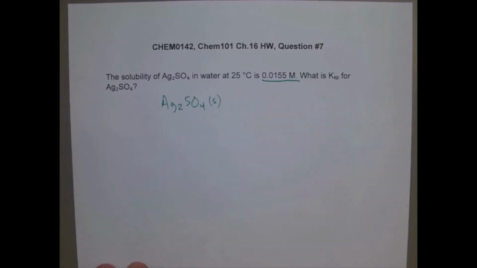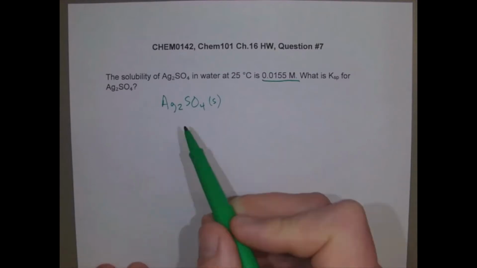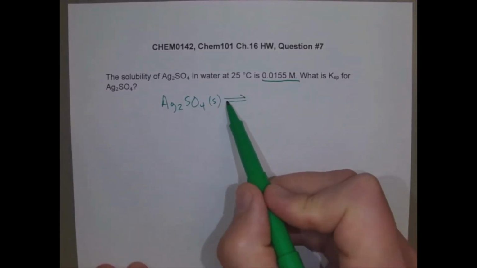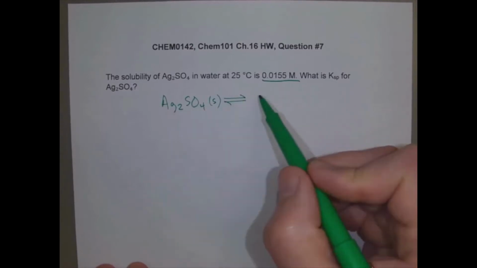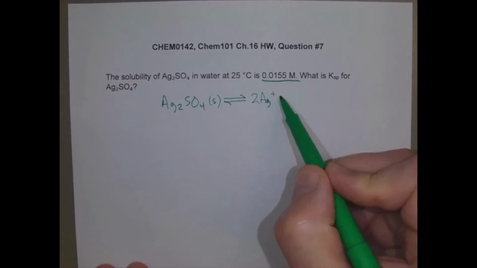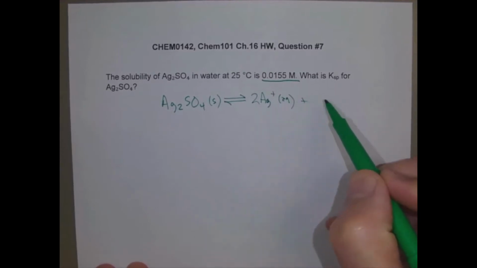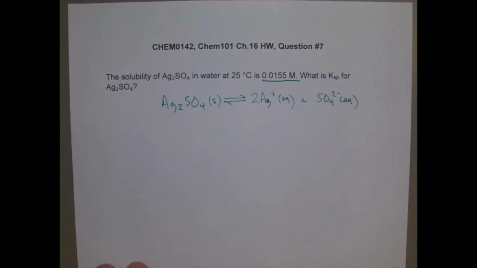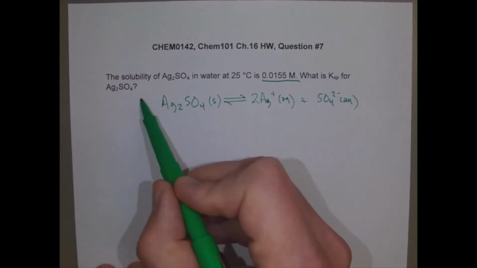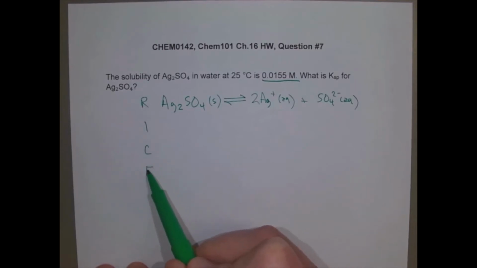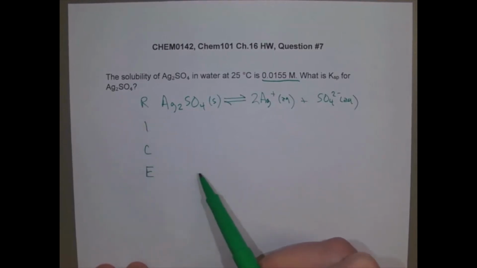When you have this solid in water at the saturation point, you've reached a dynamic equilibrium where, in this case, 2 silver ions will go into solution, so 2 Ag+ aqueous, and then you also get the sulfate ion, aqueous. Okay, so that's the reaction that's occurring, and we're going to use an ICE table to solve this problem. So that's our reaction. We'll need our initial conditions, the change in conditions, and then the conditions at equilibrium.